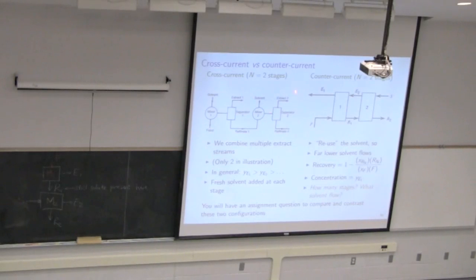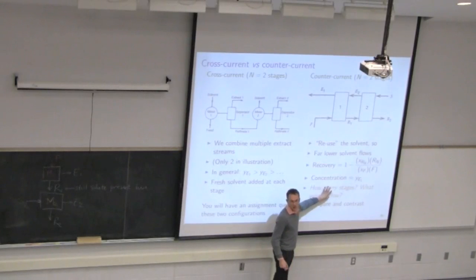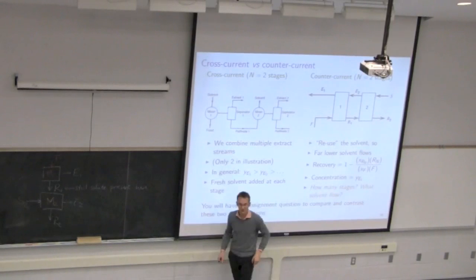That stream E1 now contains the solute with solvent mixed in. We're going to have to heat up that stream in a distillation step to recover our solute and separate it from the solvent. So if we can get a much, much lower solvent flow over here, our energy requirements in that distillation column are much smaller. So that's really critical. We want a low solvent flow.